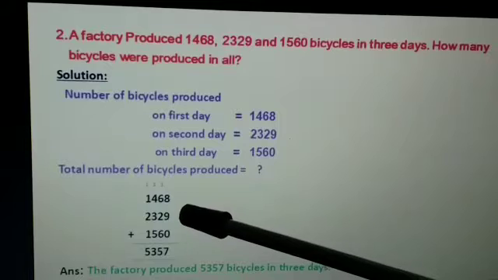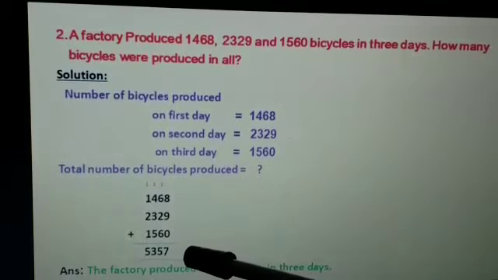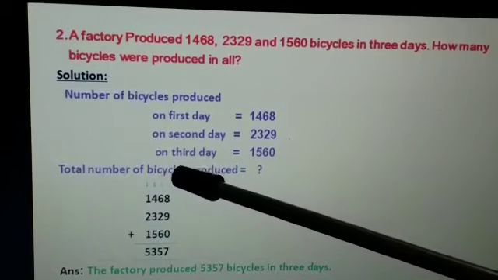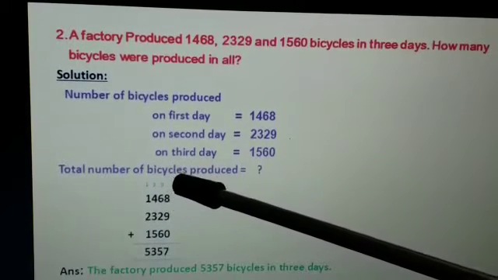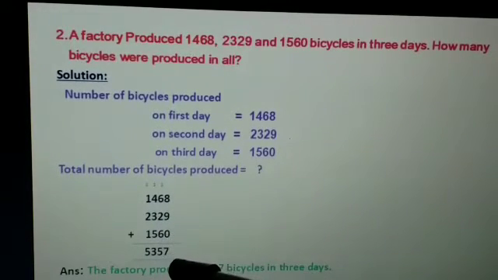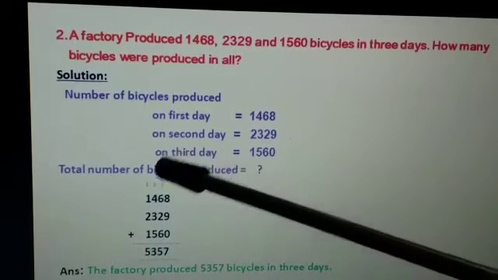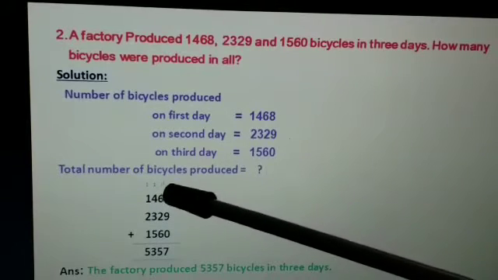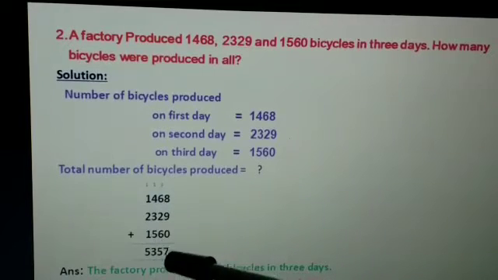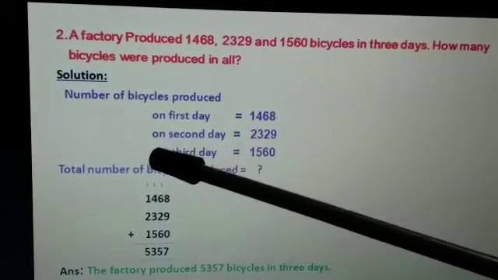8 plus 9 is equal to 17. 17 plus 0 is equal to 17. 7 will be here and 1 will be carried over at the tens place. 1 plus 6 is equal to 7. 7 plus 2 is equal to 9 and 9 plus 5 is equal to 15. 5 will be here and 1 will be carried over at the hundreds place. 1 plus 4 is equal to 5. 5 plus 3 is equal to 8. 8 plus 5 is equal to 13. 3 will be here and 1 will be carried over at the thousands place.